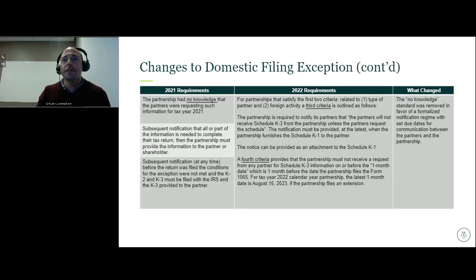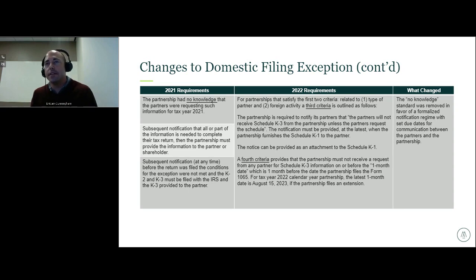So going to the next slide, in 2021, we had that last requirement that the partnership had to have no knowledge that the partners were requesting the information for the tax year 2021. That's the top left of the slide. And then there were requirements generally around if partnership information was requested. This year, that's where we're going to spend a little time talking, because these notification requirements have been very closely specified.